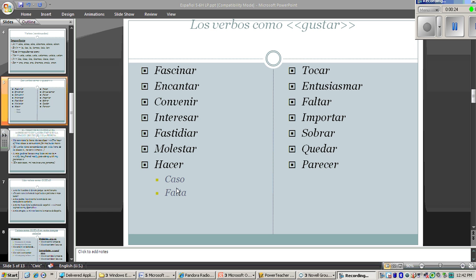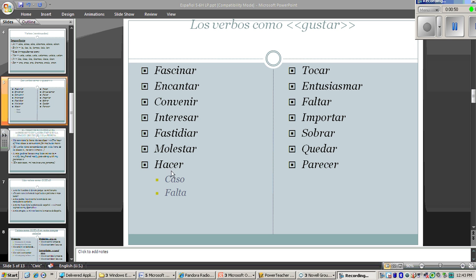Hacer caso y hacer falta. Y quiero hablar sobre faltar. Así que hacer caso y hacer falta y faltar. Hacer caso is not really related to hacer falta or faltar. Faltar or hacer falta are kind of closely related. So I want to talk about those a little separately, but I'm going to pull out hacer caso first. Hacer caso is just to pay attention. That's all it is.